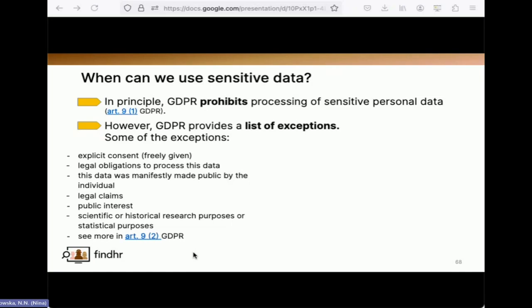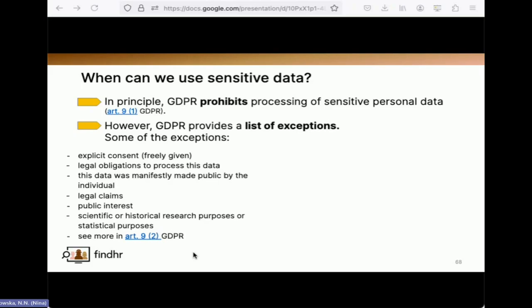And I think in practice the most important exception would be explicit consent. In other words, freely given consent. So if a person explicitly agrees to process their data, for example, on sexual orientation or ethnicity, then it's okay to process it. It's legally okay to process this information.